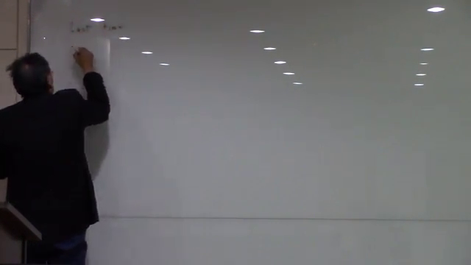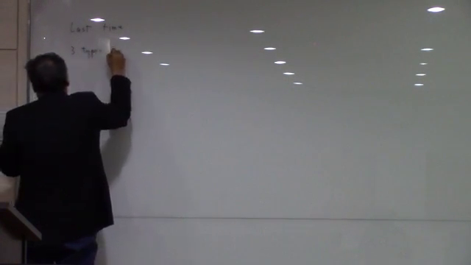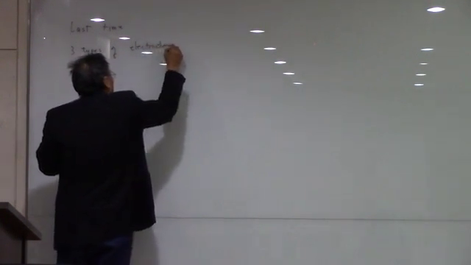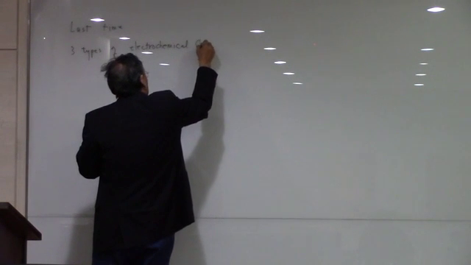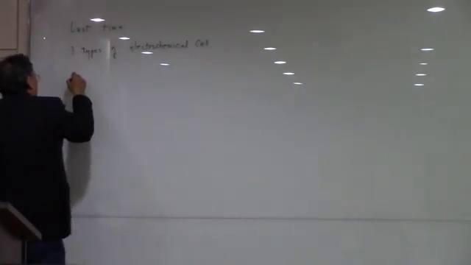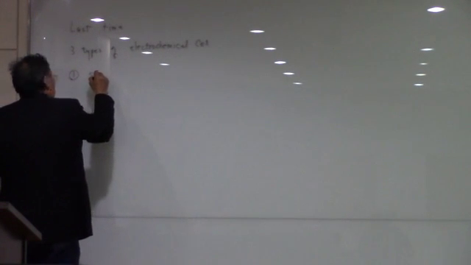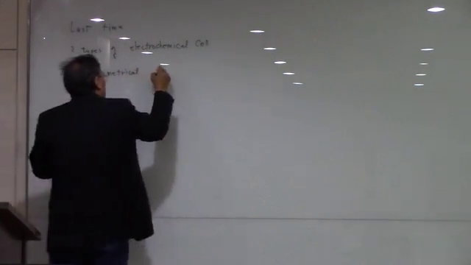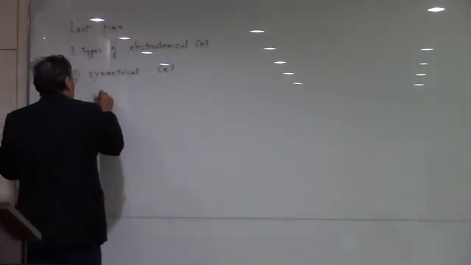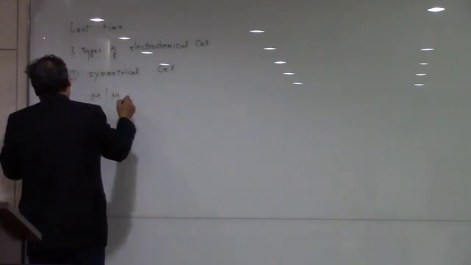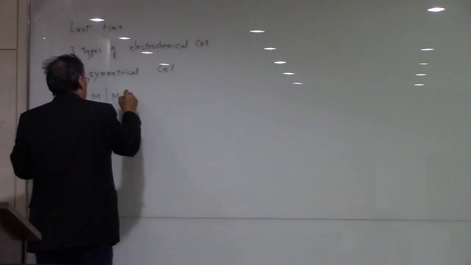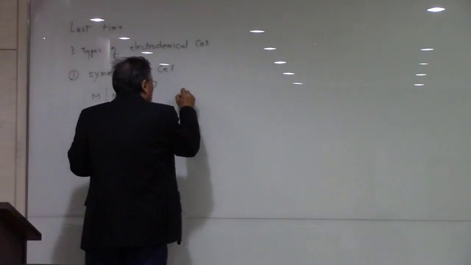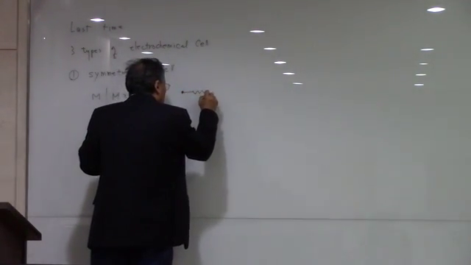Last time we had three types of electrochemical cell. The first one was a symmetrical cell, and that is M, X, and M. And we can have a circuit analogy for this, which is the resistance.